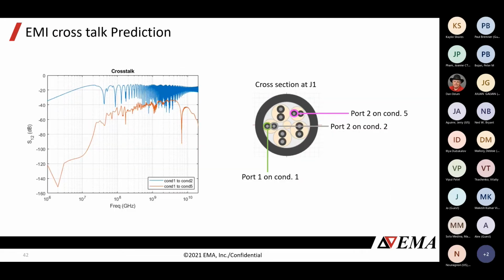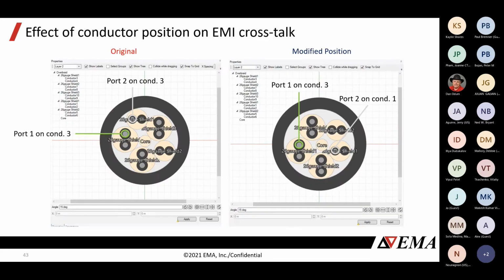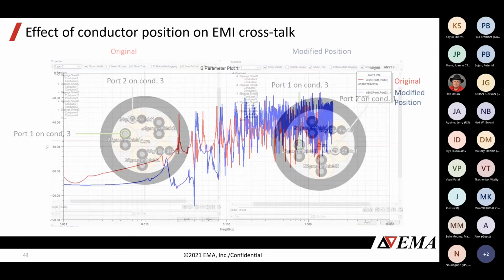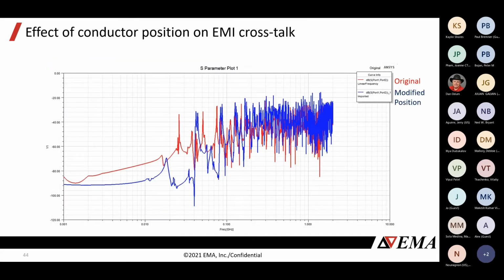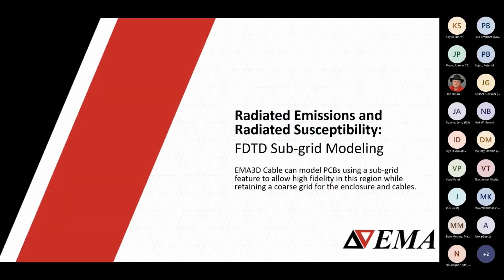We can extract the crosstalk. In blue, we're seeing the crosstalk from two conductors in the same shield. In the reddish orange curve, we can see the crosstalk between two conductors in a different pack. So we can really see those effects. It's sensitive to the position of conductors, so we can click with our mouse, move the conductor's position, and rerun the simulation, and we see the change in crosstalk instantly.